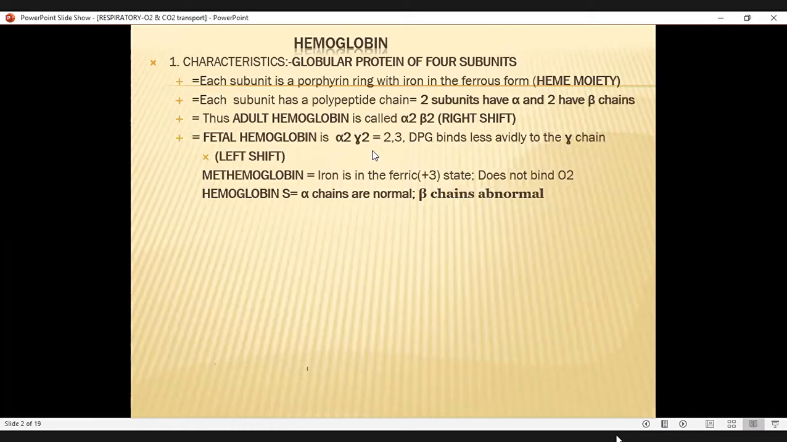So 2,3-diphosphoglycerate binds less avidly to the gamma chain. So this is left shift. Kakapit siya instead of bibitawan, okay? While the adult hemoglobin will release, okay? Your methemoglobin, the iron is in the ferric state instead of ferrous, so it does not bind oxygen. Hemoglobin S, the alpha chains are normal, but the beta chains are abnormal. And these are the ones that are found with sickle cell anemia, and usually in the black race. Okay.